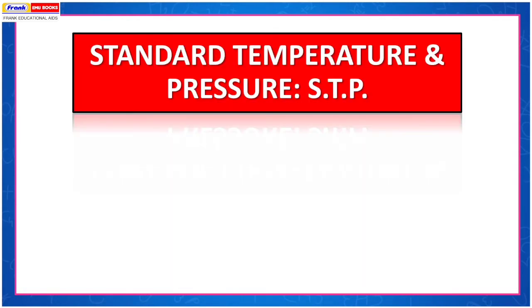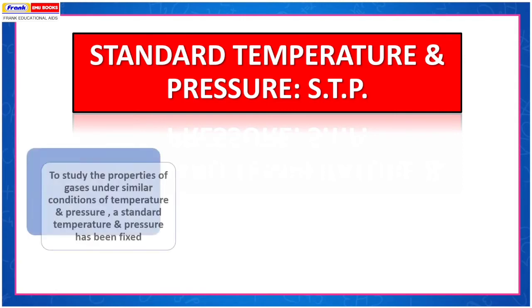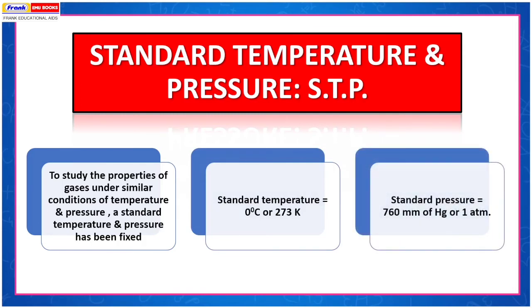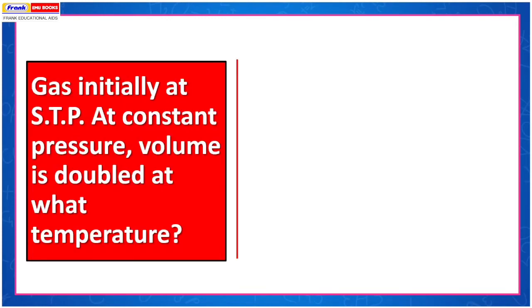Standard temperature and pressure, STP. To study the properties of gases under similar conditions of temperature and pressure, a standard temperature and pressure has been fixed. Standard temperature is 0 degrees Celsius or 273 Kelvin, while standard pressure is 760 mm of Hg or 1 atmospheric pressure. Now let us consider some numericals.